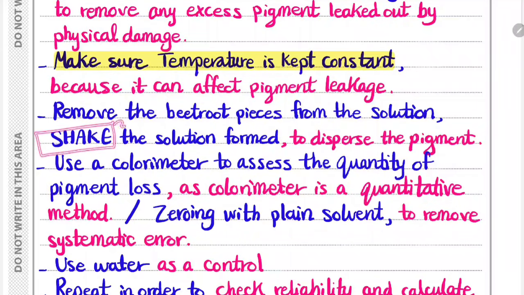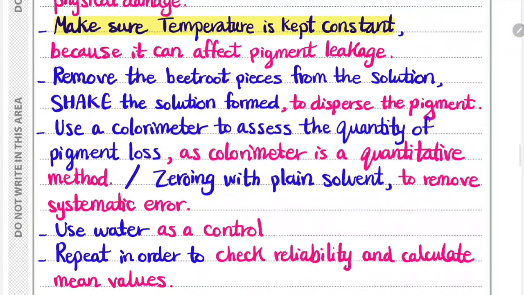Then we have to shake the solution. So if I have, for example, a test tube, I have to shake this test tube in order for the pigment inside to diffuse or to get dispersed equally in the container. It has to be dispersed to have a homogeneous concentration or a homogeneous light intensity of this pigment.